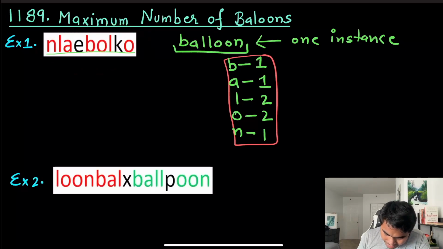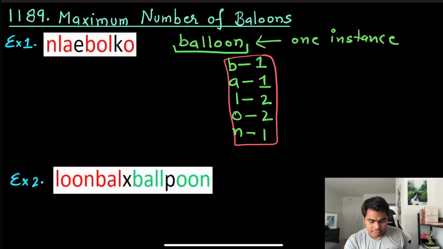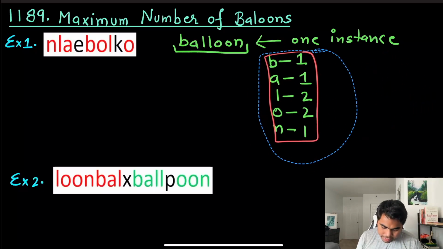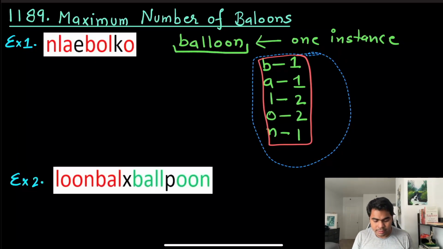So if I'm able to see all these characters in my text, I can make one instance, right? And it might be possible that I might see multiple of these. That is why I will go through the entire string and check how many B, A, L, O, and N I'm seeing, and based on that I will try to create as many instances as I can. So the problem is really clear, right?